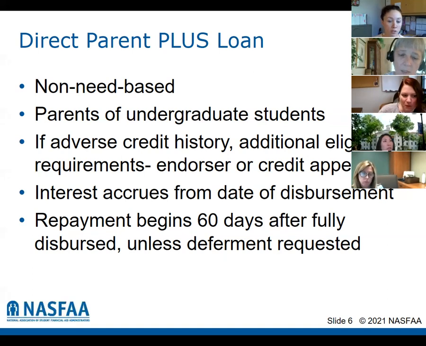So Parent PLUS loans begin repayment 60 days after the final disbursement of the loan. Let's say you have a Parent PLUS loan that has 2 disbursements. The first one happens in August and the second one happens in January. Around March, 60 days after that second disbursement, the Parent PLUS loan is going to start repayment. So there's no grace period, that 60 days is the grace period if you want to think about it that way. But repayment is going to begin.